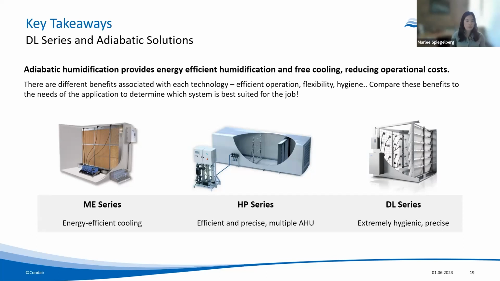For example, the ME series is a very energy efficient cooler. So if you have that adiabatic cooling need, the ME series may be right for you. The HP is very efficient and precise and can do multiple AHUs. So if you have a big job, this could be a good application. And then the DL series with its really high hygiene standard and precision control is really good for those hospital or pharmaceutical jobs that you may have, as well as the condos, museums, anywhere where adiabatic cooling can be beneficial and they want precise control.